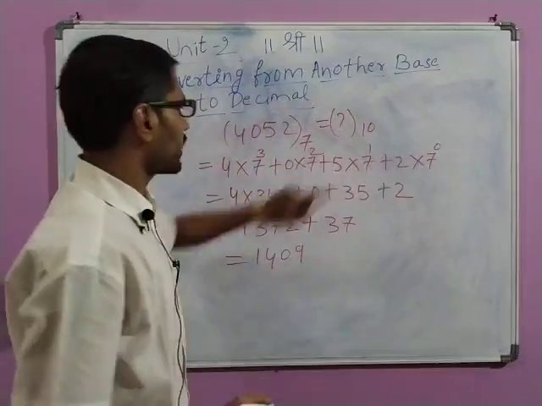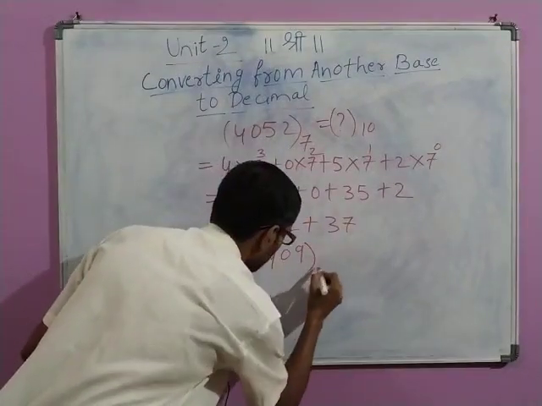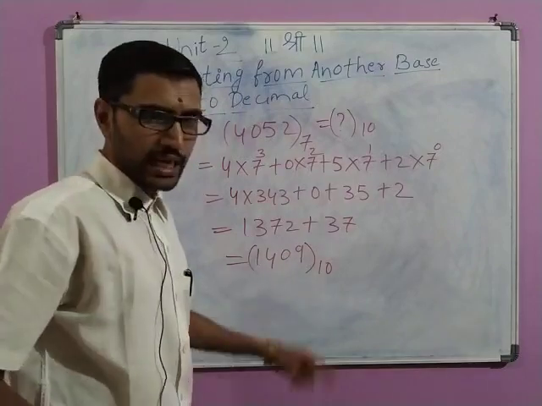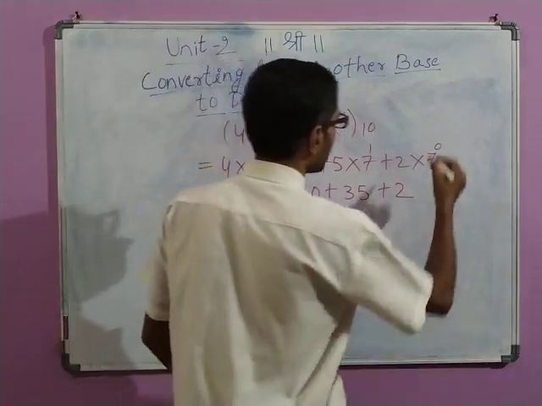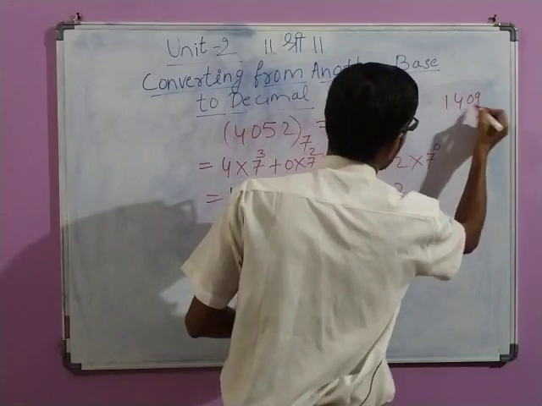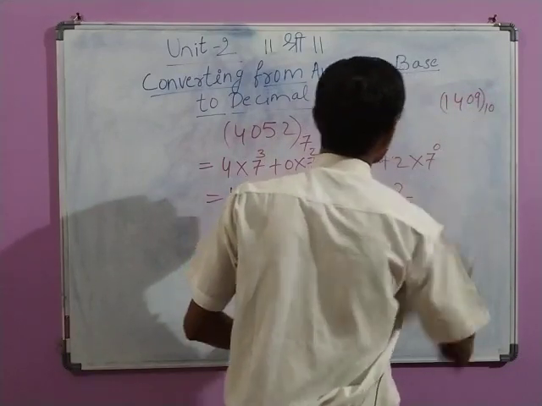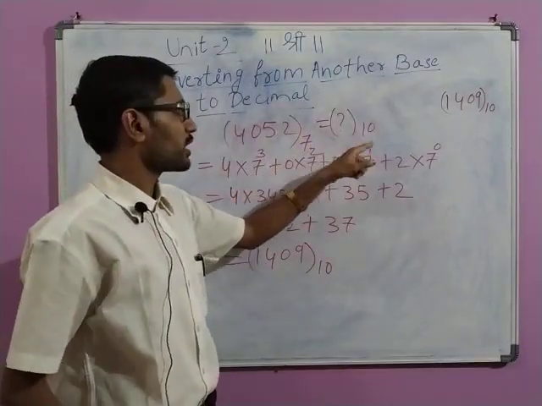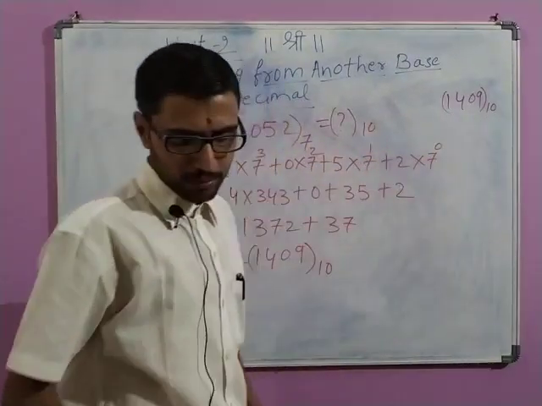And now what do I need to write? I need to write the base as 10. I will just write the answer here because it is required for the next question. So the answer that we obtained is 1409 to the base 10. So when I converted this number 4052 from base 7 to 10, this is the result that I am getting.